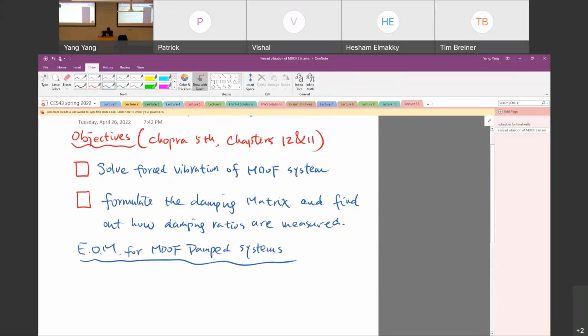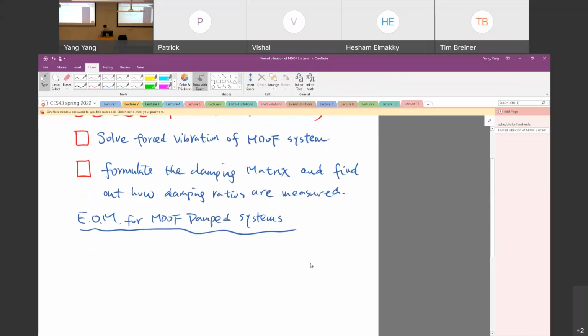The general equation for MDOF damped systems. I believe everyone's very familiar with that. This is very similar to the SDOF systems. The only difference is we use matrices instead of single-value variables here.